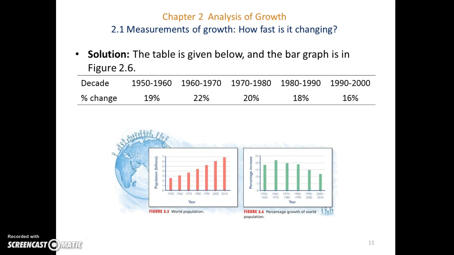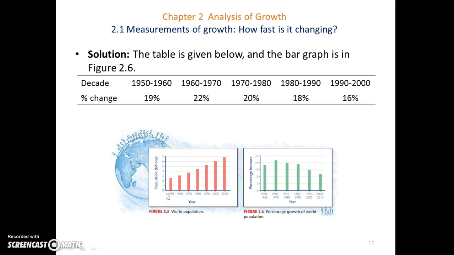Now we have to do this for every single decade, right? So from 1950 to 1960, from 1960 to 1970, 1970 to 1980, 1980 to 1990, and 1990 to 2000. This results in 5 different changes in the function values. And the two graphs: the first one is the bar graph for the world population.